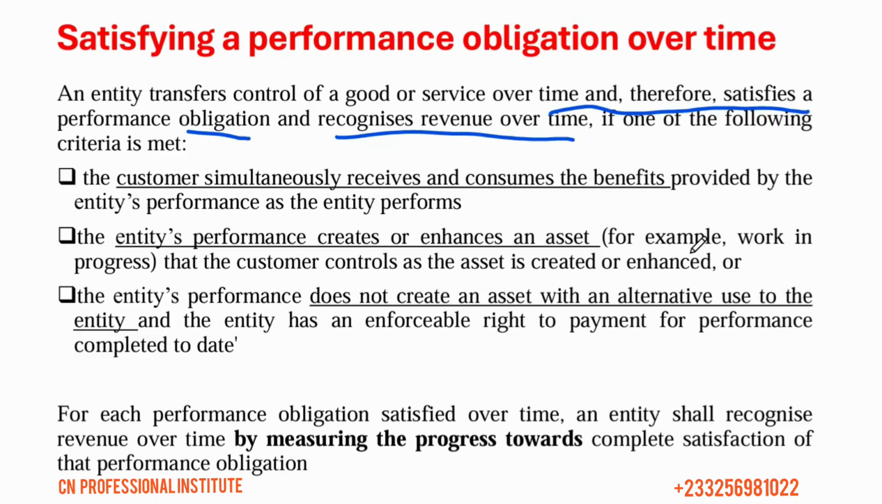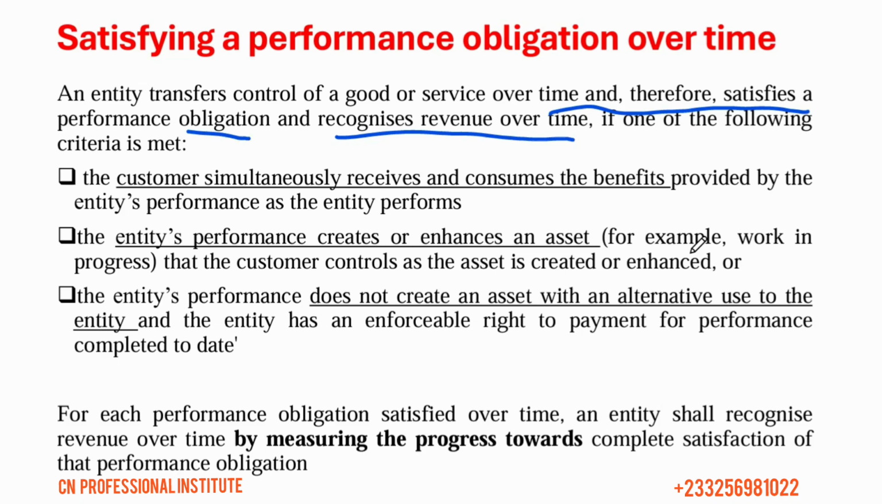time to record revenue. So we said if performance obligation is at a point in time, that's straightforward. Immediately the control of the asset has been passed to the customer, you record revenue. But for performance obligation over time, we have a way of recording revenue, which is normally based on the progress. So we'll look at it. Okay, so since an entity transfers control of a good or service over time, and therefore satisfies the performance obligation and recognizes revenue over time if one of the following is met. So we have conditions to be met for us to say this performance obligation is over time.